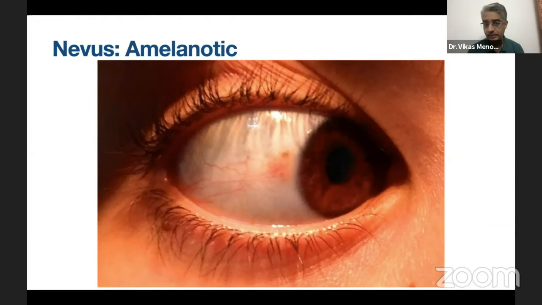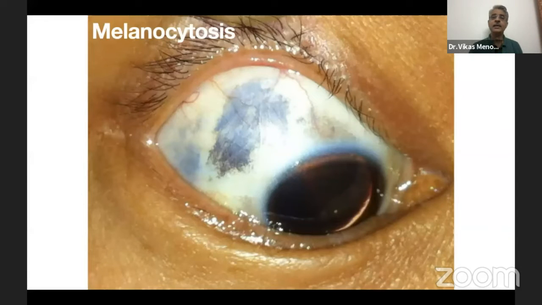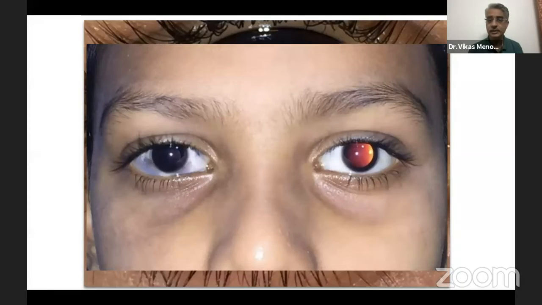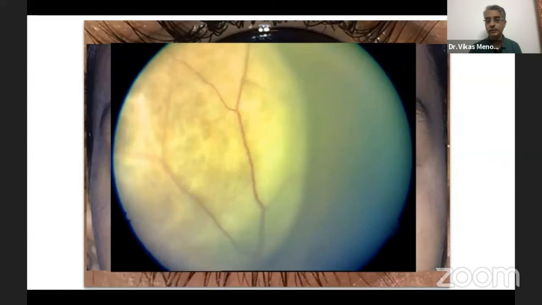Now, nevi can also be amelanotic at times, which may be difficult to diagnose, but if you see cystic areas in these lesions, then you know possibly that it's an amelanotic nevus. So next is melanocytosis. Oculodermal melanocytosis is an extension of ocular melanocytosis where the pigmentation also spills over to the skin side. Now in melanocytosis, the conjunctiva is normal, but the pigmentation is confined to the sclera or episclera. What is important here is that you need to screen these patients for the presence of uveal melanoma, which may occur in almost 1 in 400 patients.